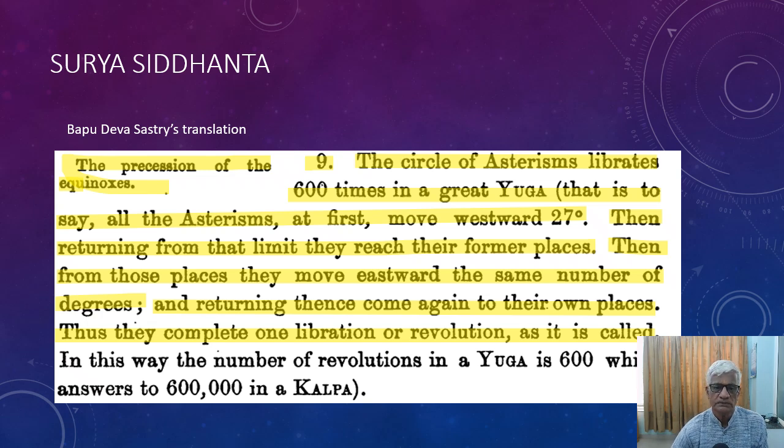Now the same passage translated by Bapudeva Shastri says the circle of asterisms librates 600 times in a great yuga. That is to say, all the asterisms at first move westwards 27 degrees. Then returning from that limit, they reach their former places. Then from those places, they move eastward the same number of degrees, and returning thence come again to their own places. Thus they complete one libration or revolution. In this way, the number of revolutions in a yuga is 600, which answers to 600,000 in a kalpa.